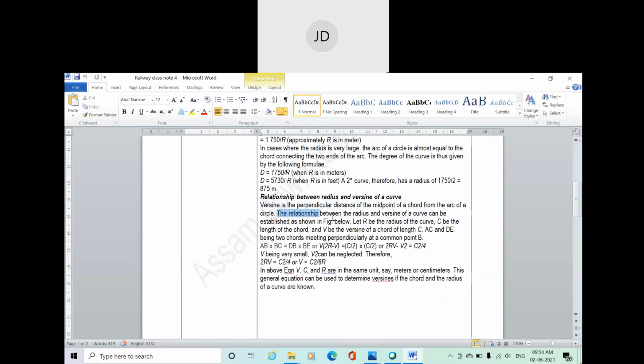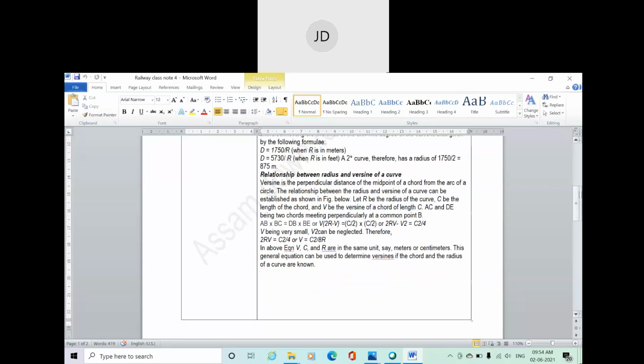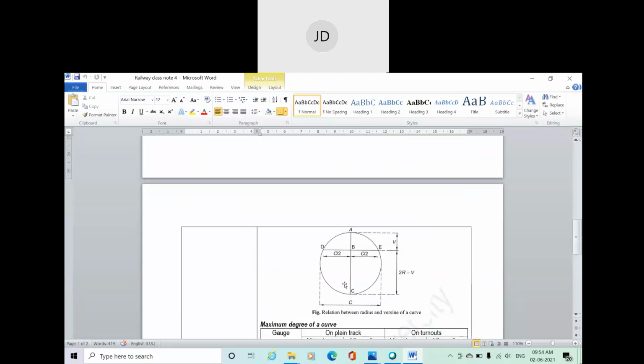Now the relation between the radius and versine of the curve can be established as shown in the figure. So let r be the radius of the curve, C the length of the chord, and V the versine of the chord of length C. That means this is your chord DE having length C, and V is the versine to this chord, that is AB is the versine to this chord, and the value of AB is denoted by V.